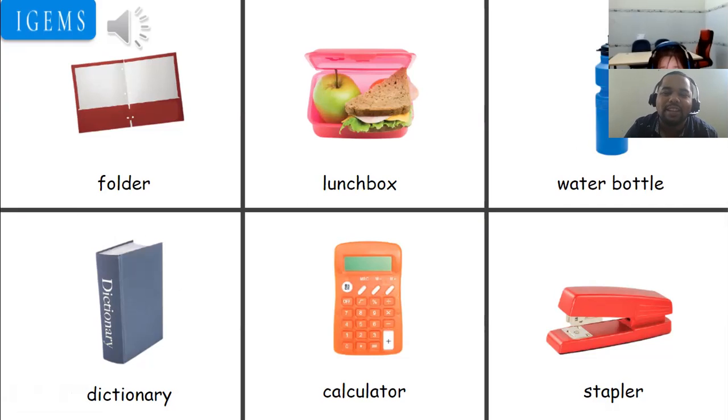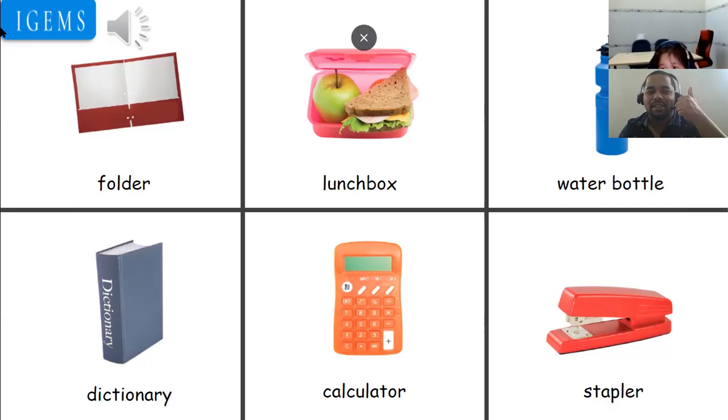What is the next one? The next one is calculator. Calculator. Okay, calculator. Good job. And then the next one, stapler. Paper. Okay, I want to see if you are able to do it by yourself. Okay, let's just start again.